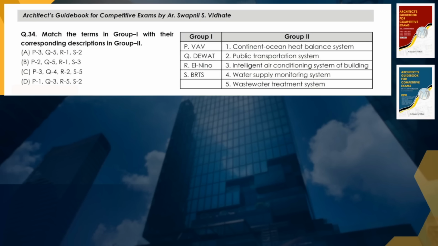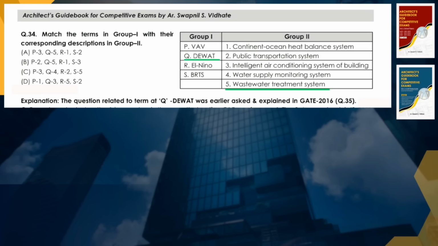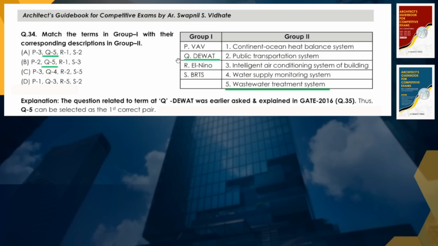Question 34. Match the terms in group 1 with their corresponding descriptions in group 2. In group 1: P, VAV; Q, DEWAT; R, El Nino; S, BRTS. Very easy question to answer. The term mentioned at serial number Q in group 1, that is DEWAT, was earlier asked and explained in GATE 2016 at question 35. DEWAT stands for Decentralized Wastewater Treatment System. So Q5 is the correct one. Q5 is the first correct pair. You can see that options C and D will be the incorrect ones, right?